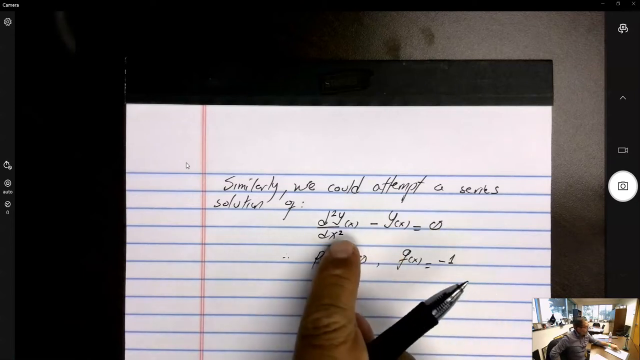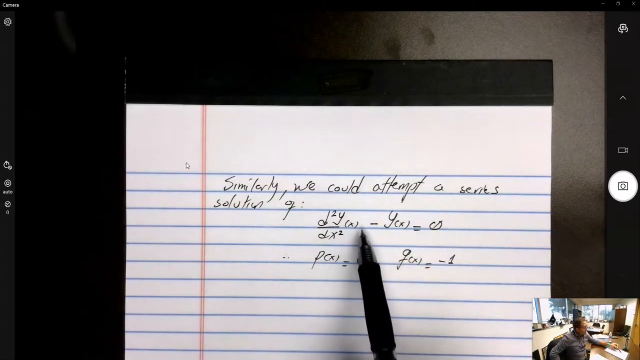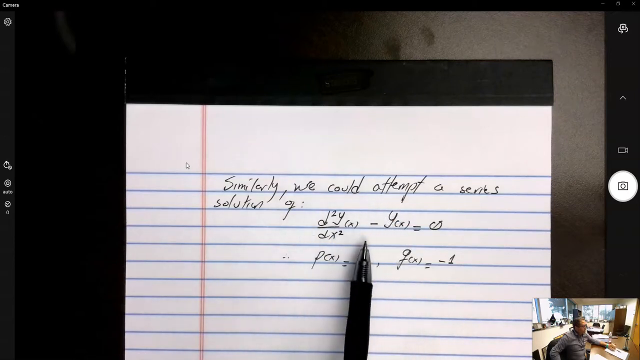So when we attempt the solution of this constant coefficient differential equation using a regular method that we learned before, we'll find that, well, we have real roots, and those real roots are non-repeated. They're different. One is plus 1 and the other one is minus 1.